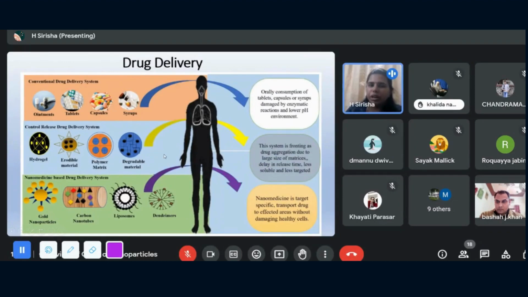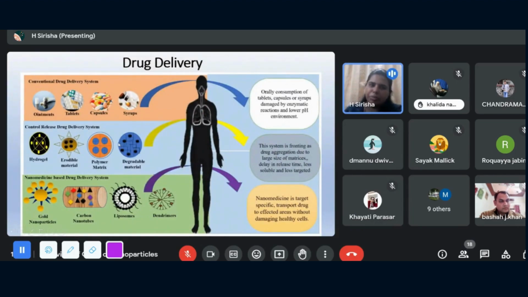In this, the release time of the drug is monitored, such as in the case of diabetes patients, who need to be administered the drug at different intervals of time so that their sugar is balanced. Examples of controlled release were hydrogel, erodible material, polymer matrix, and degradable material. This system is fronting as a drug aggregation, where the drug is aggregated at a single point, due to the large size of matrices and delayed release time, less soluble and less targeted.